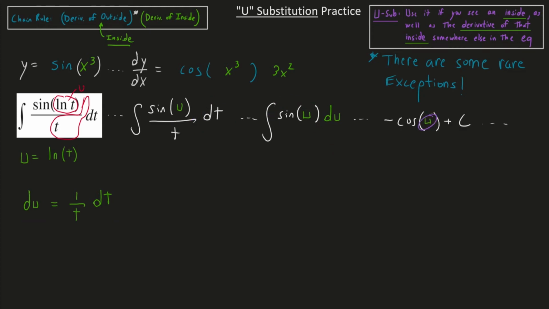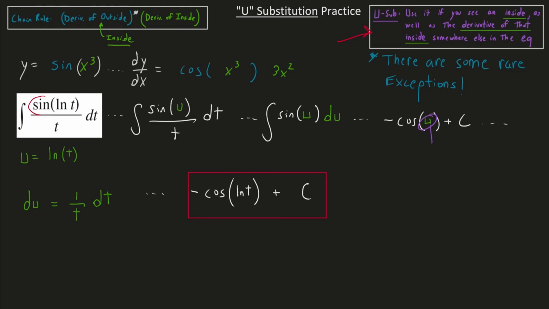And of course, instead of writing my u, I can write what u actually is. u is natural log of t. So here is my final answer. So this problem looks disgusting, but if you're scanning for a u and the derivative of that u, it's not too bad. This is one of my classic u sub problems. I see something that can be the u, and more importantly, I see the derivative of that u.